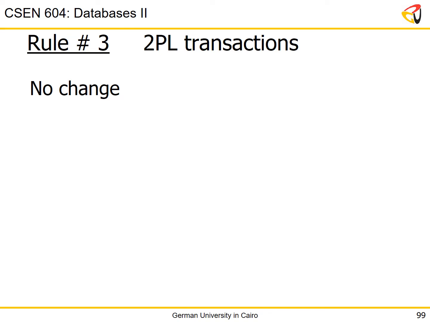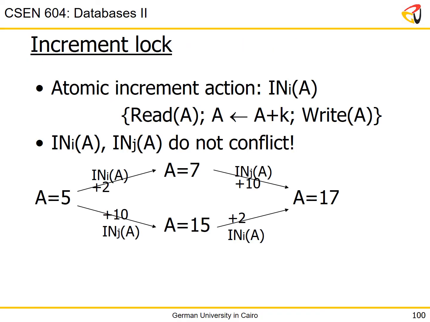Now, in terms of two-phase locking, no change here. We are going to follow the same rule we described before, which is request all the locks before you do any unlock. We also have, as a feature in certain operating systems, which is again an advanced feature, a different type of lock called the increment lock. This is made specifically for numeric computation, specifically additions and subtractions. Let's look at the chart at the bottom, this example that starts with A equal to 5. Let's say two transactions are adding values to 5.